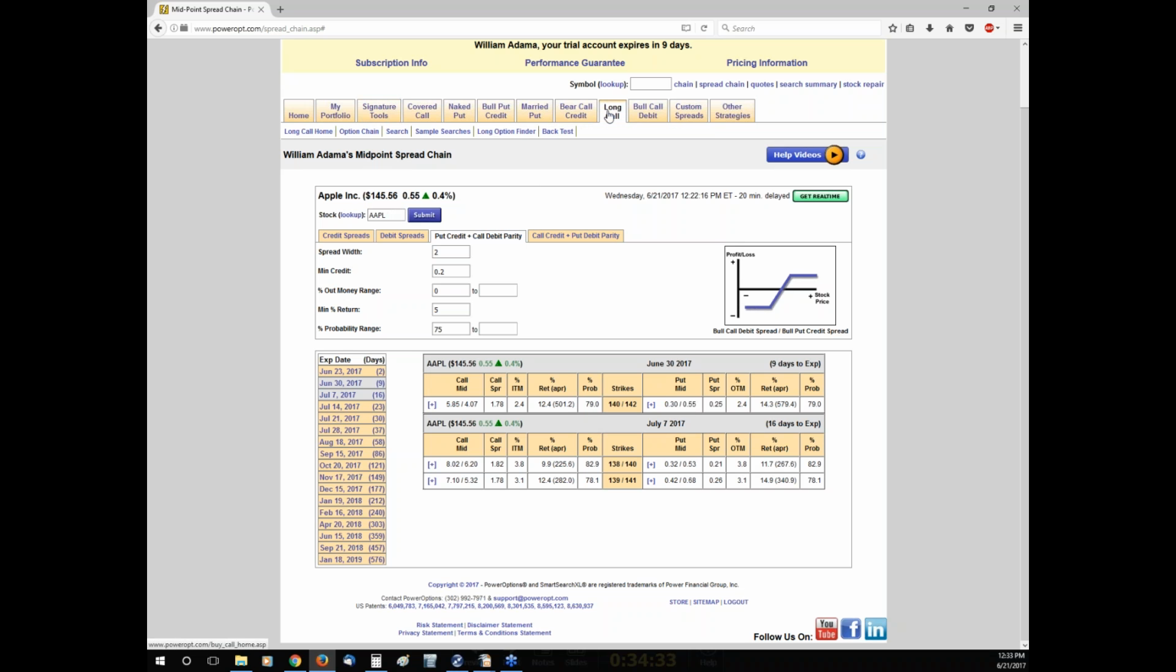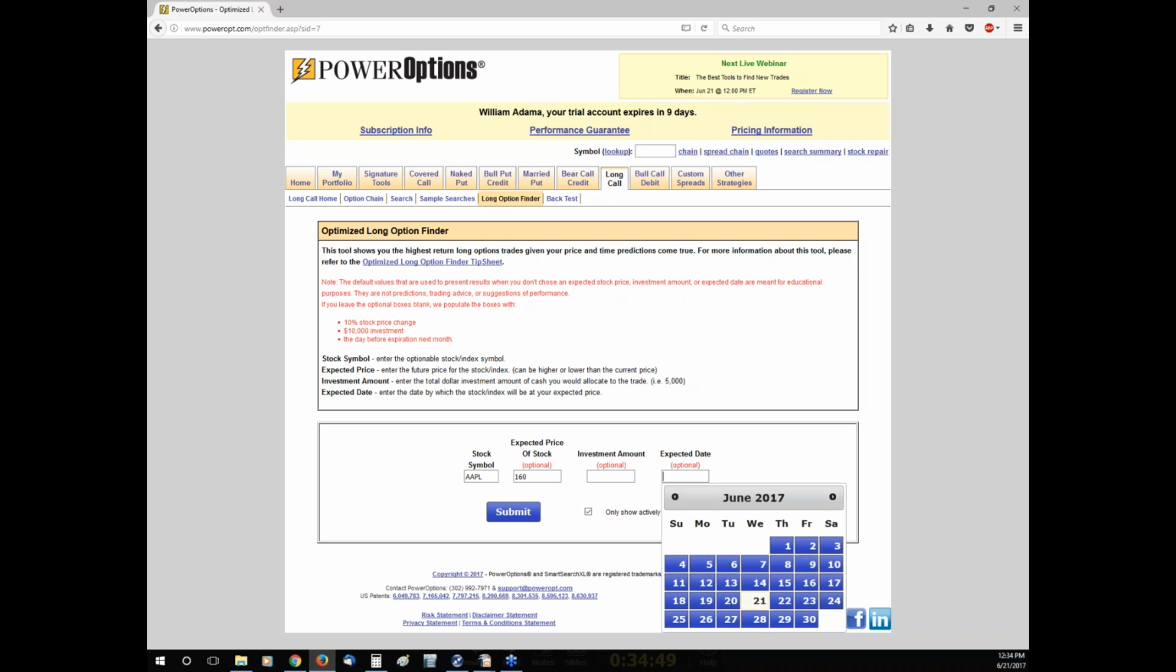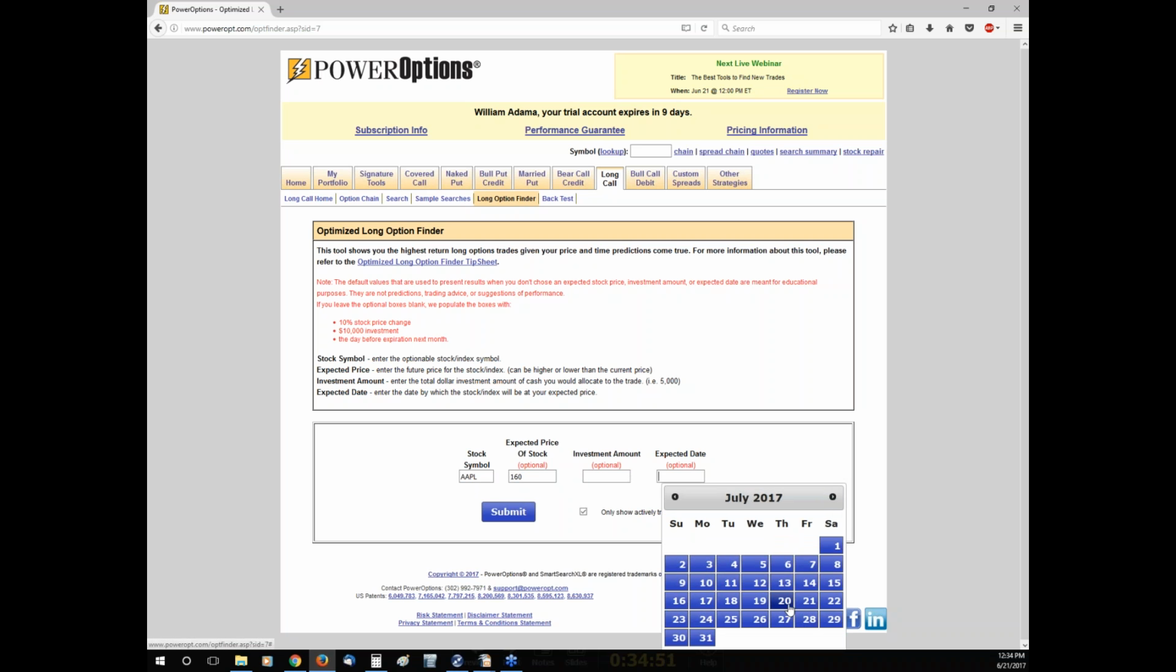So under long call or under our signature tools, I'd go to long option finder. We're going to say Apple here. My expected price of the stock is 160. 10% move, about $15 or so in the next 30 days. So sometime around before July expiration.